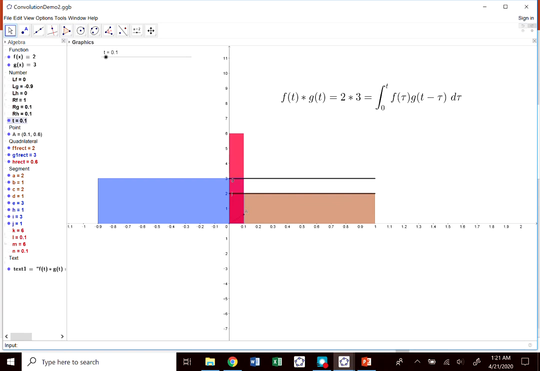0.1. What exactly does that red rectangle represent? It represents f of tau times g of 0.1 minus tau. Okay, so that's what it represents. Now, what does the integral represent? The integral means the area under this curve. The area under the curve is easy to compute because it's a pure rectangle. So the height is 6 and the width is 0.1. So the area is 6 times 0.1, which is 0.6.